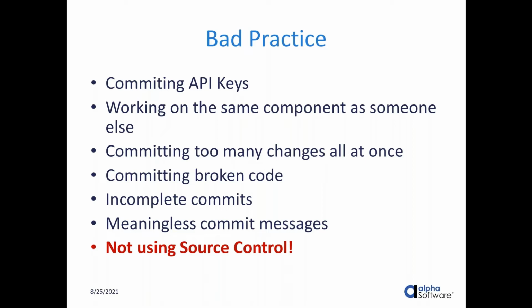Before we get on to some really useful things to know, I want to just highlight some bad practice. Never commit API keys to your source control repository. The history tracks all changes. If you commit an API key, it's in the history. It's in it forever. It doesn't matter if you delete it later. It's there. Anyone can see it.